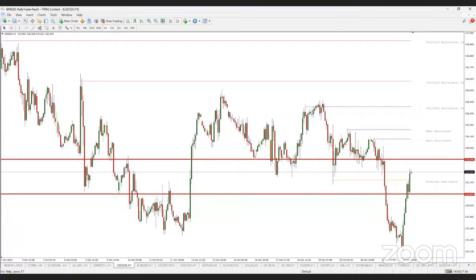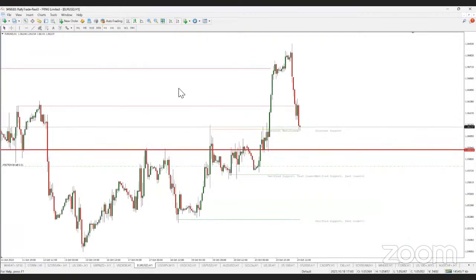All right. Okay, so my TP is 105.946, and my stop loss is 105.644. All right. So that is my take on USD IDX for today.